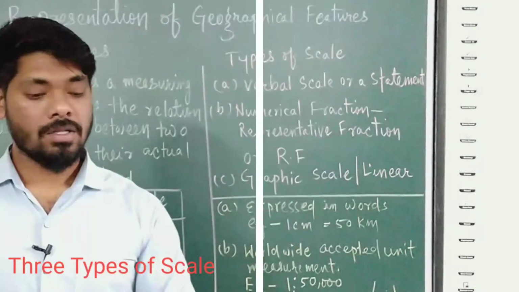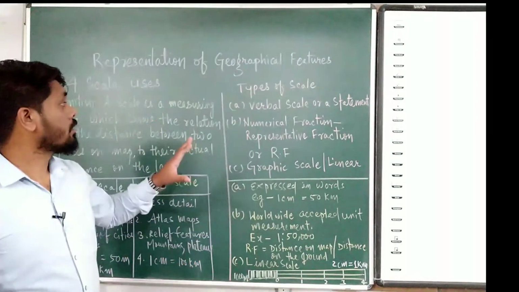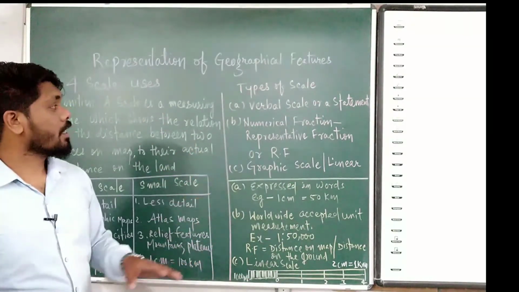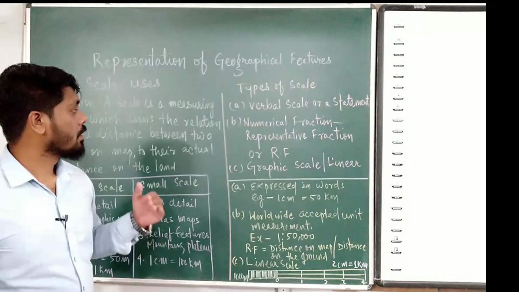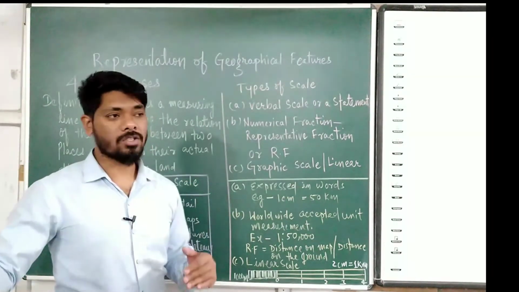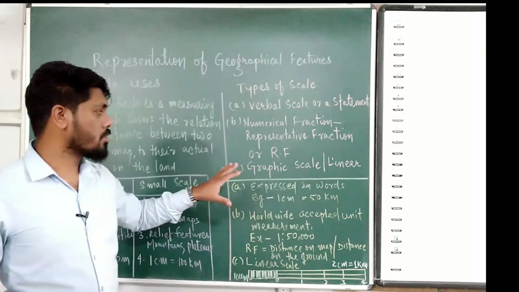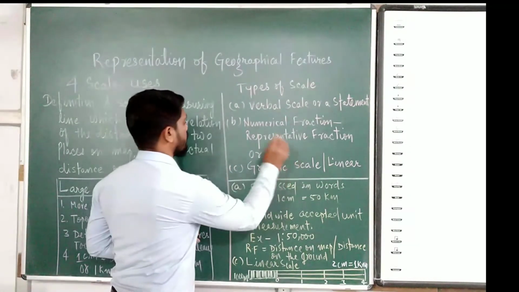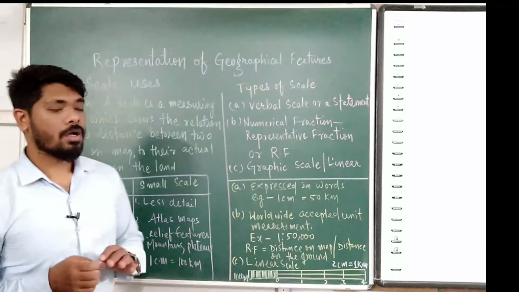So basically there are three types of scale. These are verbal scale or statement, numerical fraction, also known as representative fraction, or in short RF, and graphic scale or linear scale.